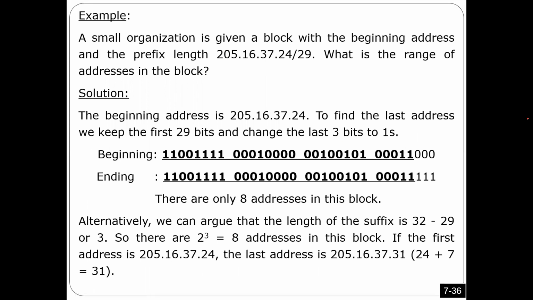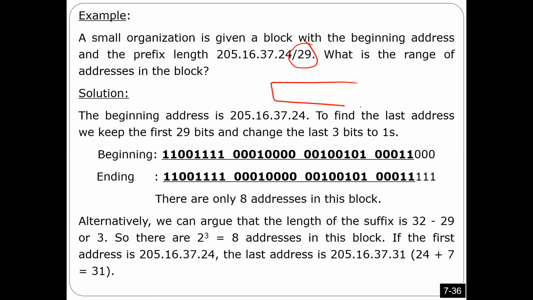Here I'm telling you in this question, we have a small organization. In this small organization, we have this address for this organization. I'm asking you, what is the range of addresses in the block? Again, this organization will be given a block of addresses, a number of addresses. The block of addresses should be something like that. That means this part should be common for all of them, but be careful here. As I told you before, when you have 29 here, it means this is the first.